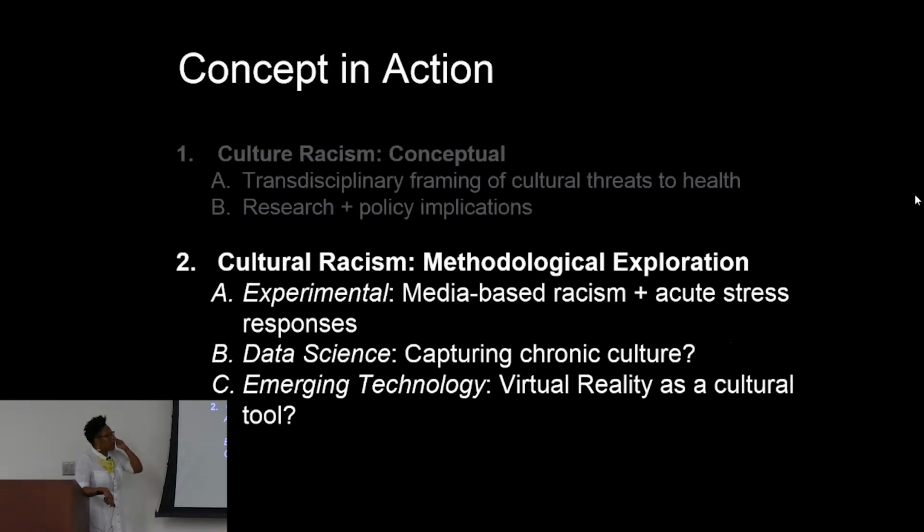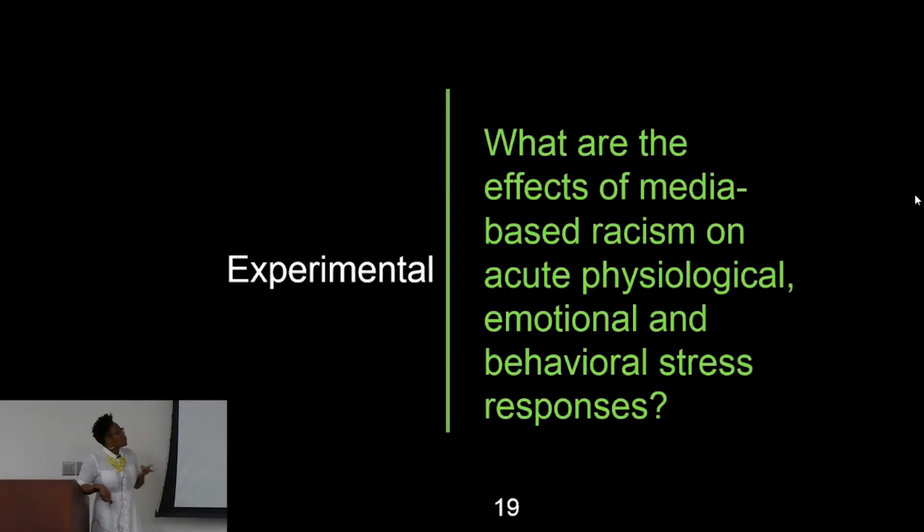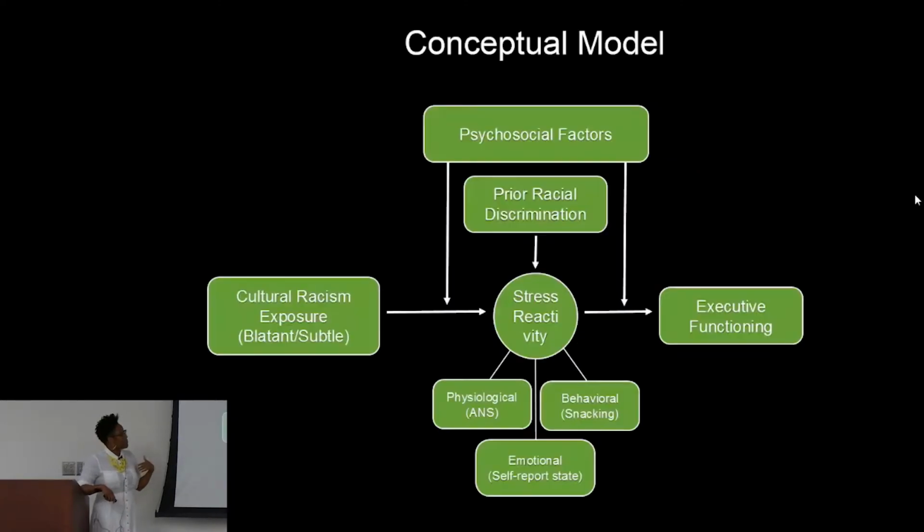So I want to give you a couple of empirical examples of how I'm attempting to explore how we measure this. And I'm kind of in the Wild West a little bit, right? I don't really know what I'm doing. I'm trying to figure it out. Using this conceptual grounding, how might I measure cultural racism? So in one project, which is an experimental study, I'm thinking about the effects of media-based racism on acute physiological, emotional, and behavioral stress responses. I'm thinking about exposure to media content, and while people consume that content, what types of stress responses are emerging.